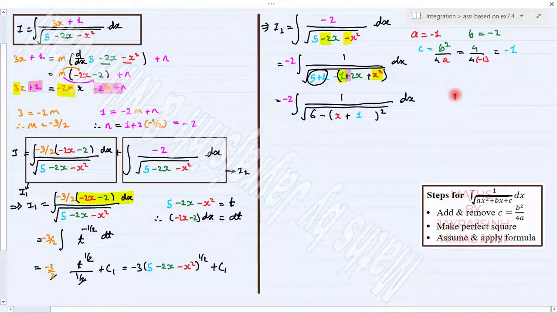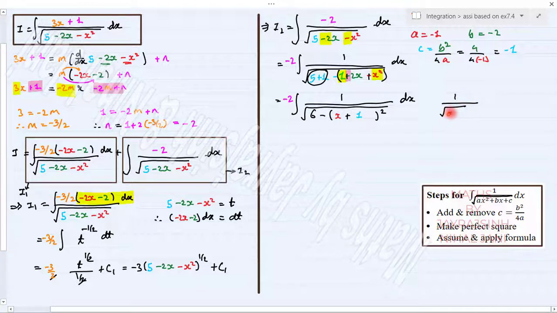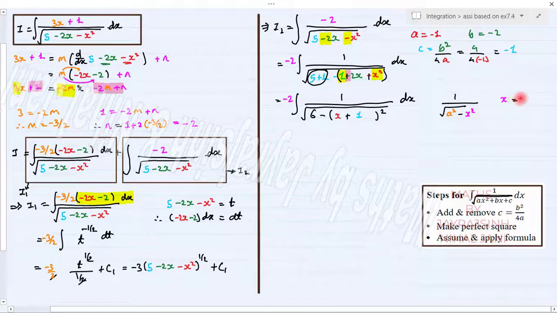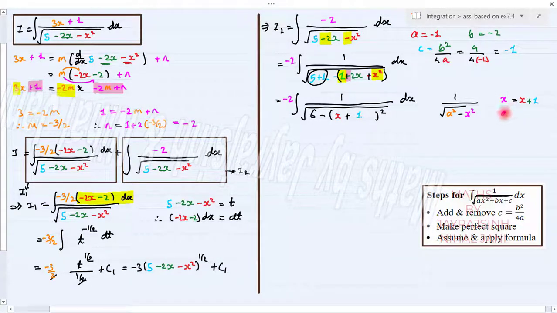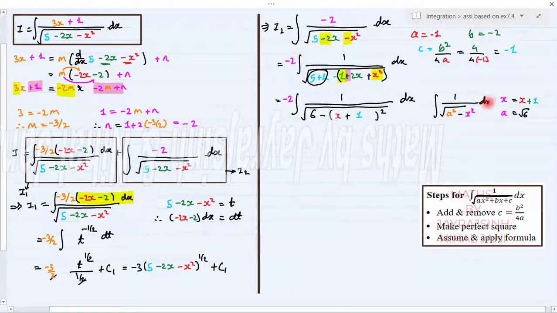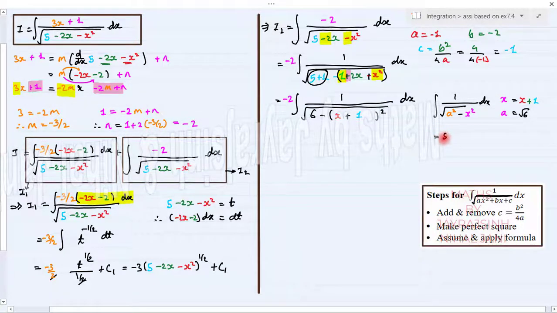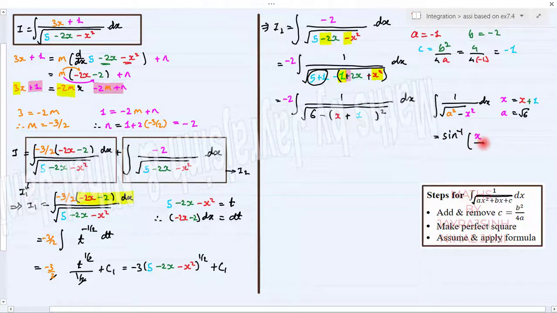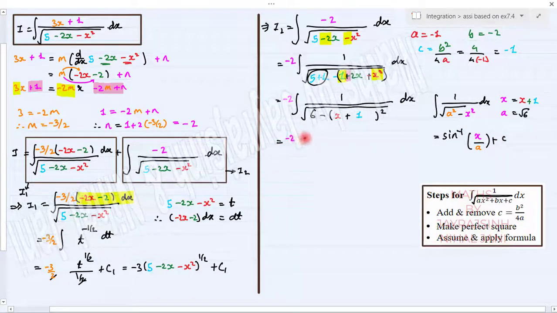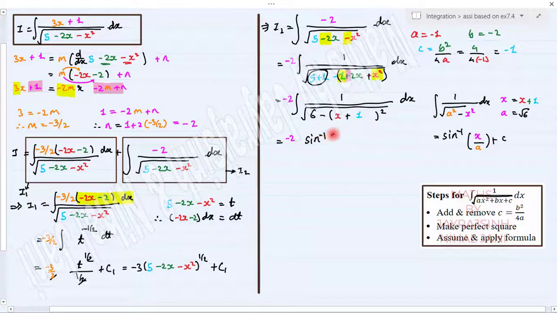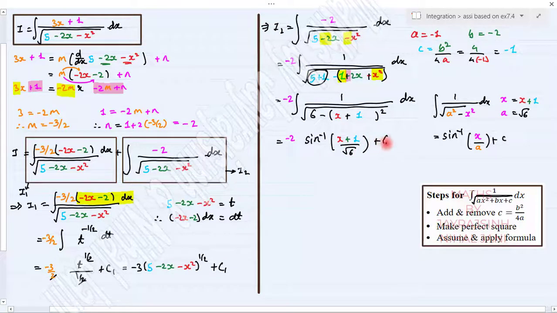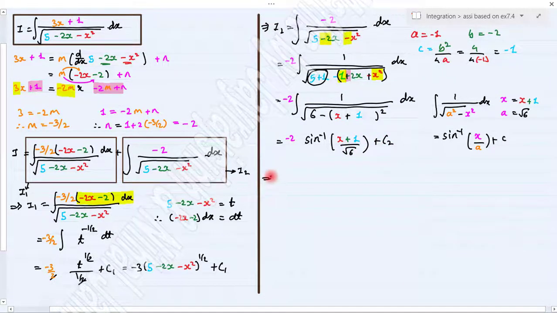So here we get 1 upon under root of a square minus x square form, where your x is x plus 1 and a is root 6, which can be integrated using the formula sine inverse of x by a plus c. So here we can say its integration is sine inverse of x plus 1 upon root 6 plus c2. So we get the values of I1 and I2.